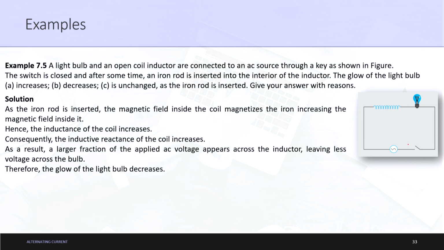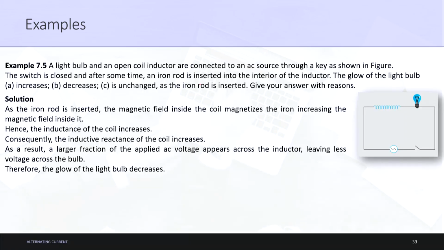shown in the figure. The switch is closed and after some time an iron rod is inserted into the interior of the inductor. The switch is closed, as in the circuit is complete, and now after some time we are trying to place an iron rod. So, iron rod is basically a conductor. So, we are trying to insert this iron rod into the interior of the conductor, some sort of like this. Okay.